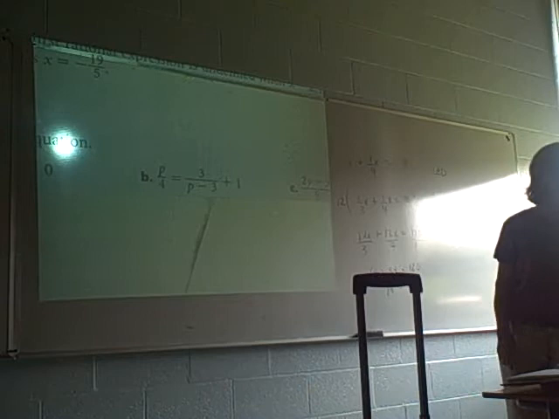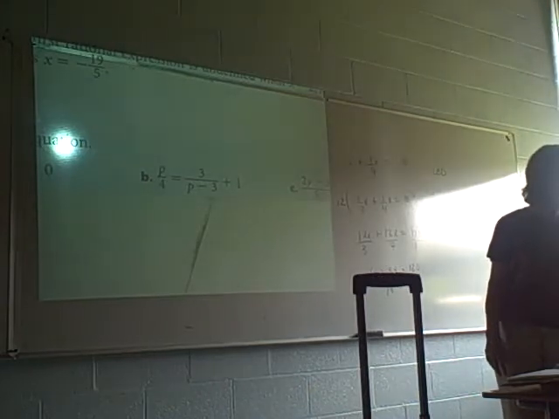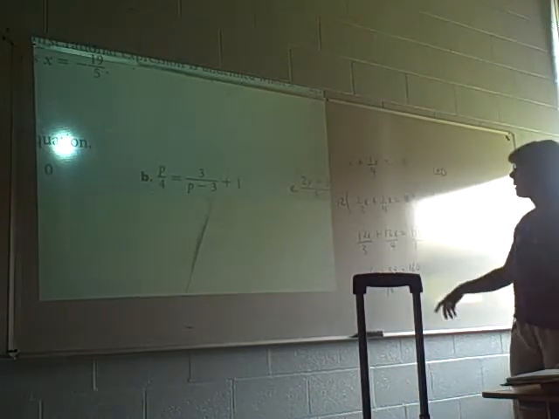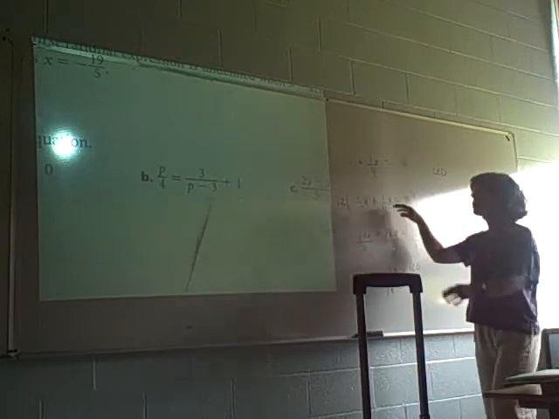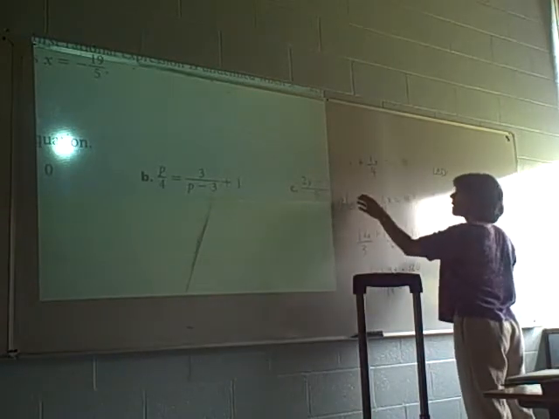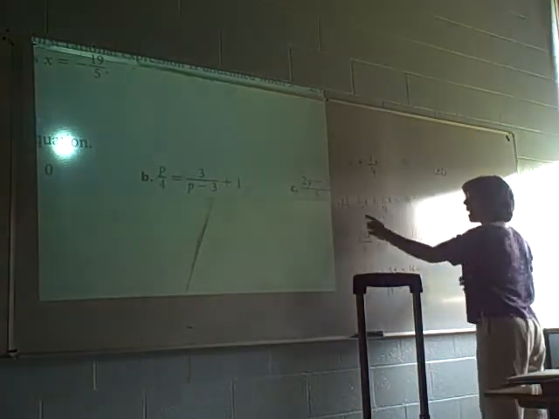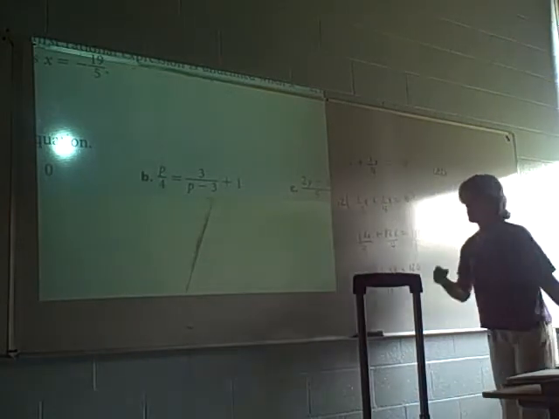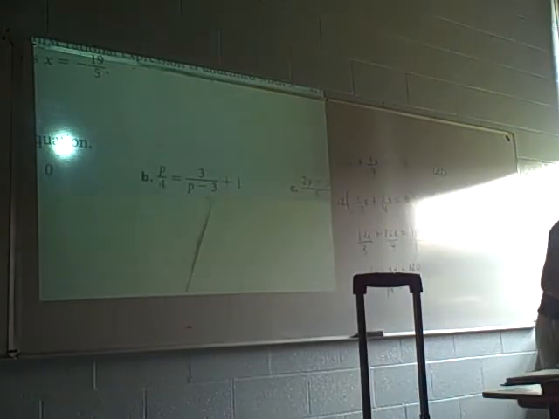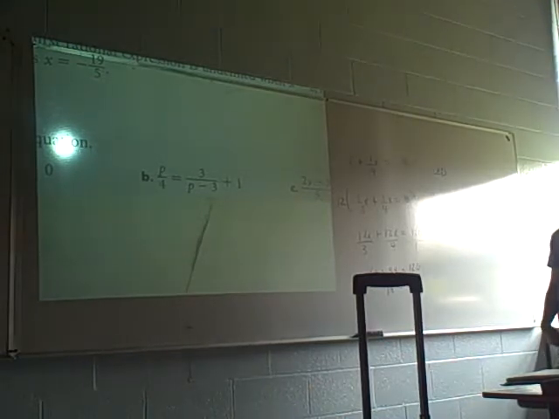Once I find the LCD, what am I doing to each term? Multiplying it by that, right. I'm taking it and multiplying each term by whatever the LCD is. You have to make the 1 over 1 so that it has a denominator. Or can you just rearrange it so that it's 1 equals 3 over p minus 3 minus p over...? Yeah, you could.